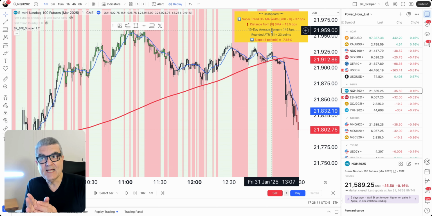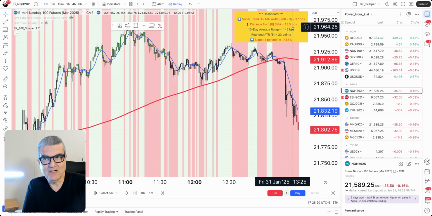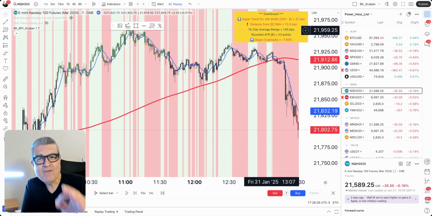The 10-day average true range just sort of gives you an idea of how much possibility, how volatile this asset has been. This is NASDAQ, obviously, has been pretty volatile, 1.5% per day from high to low over the last 10 days. And then how volatile is the candle right now?